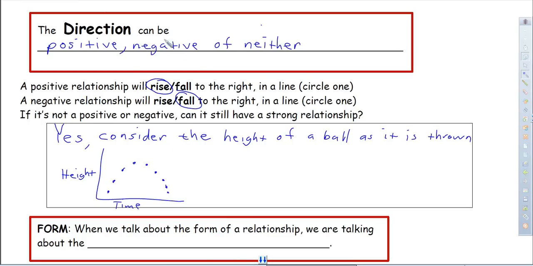And, well, is this positive or negative? Well, no, because it goes up and then it goes down, right? So it's positive and negative, but you don't say both. So this wouldn't really have a direction, but does it have a strong relationship? Yes, it does, right? It's very strong on the pattern. So that's what we mean by that. And we'll get into these forms a little bit later.